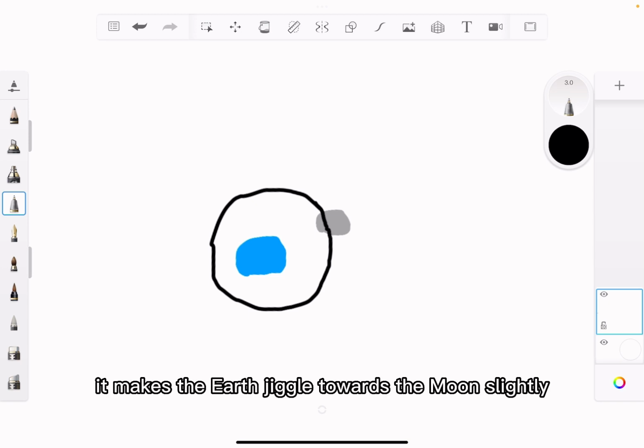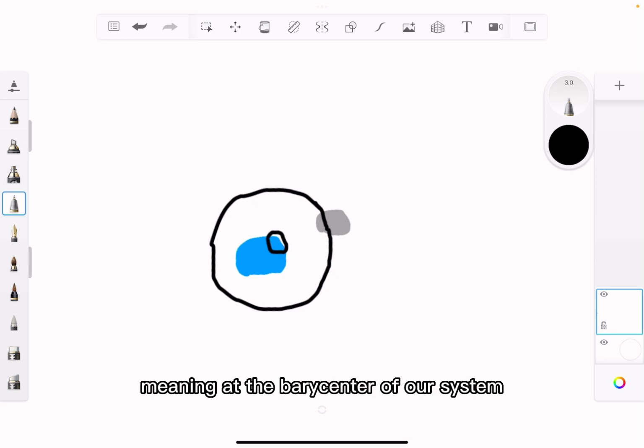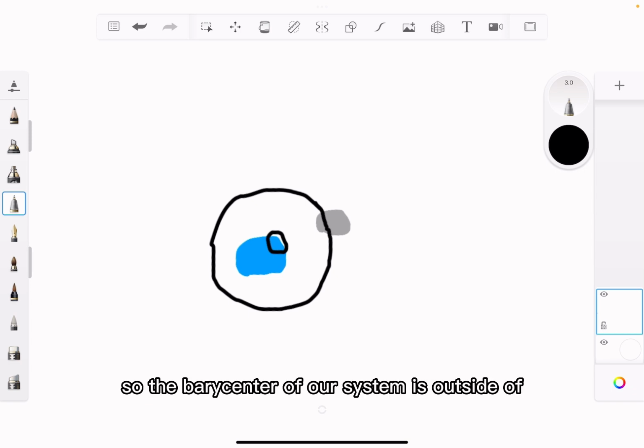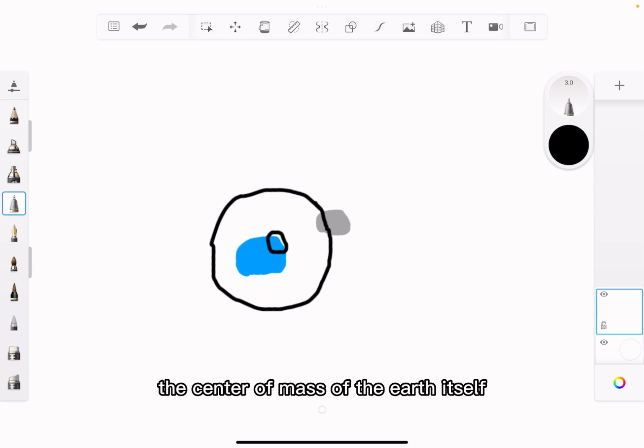it makes the Earth jiggle towards the moon slightly, meaning that the very center of our system, which is the center of all the gravity in our solar system that everything sort of orbits around, is not in the exact core of the Earth, or in the exact center of mass of the Earth itself. So the very center of our system is outside of the center of mass of the Earth itself, meaning that the Earth jiggles slightly because of the moon.